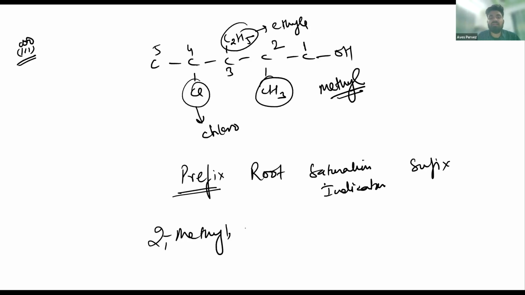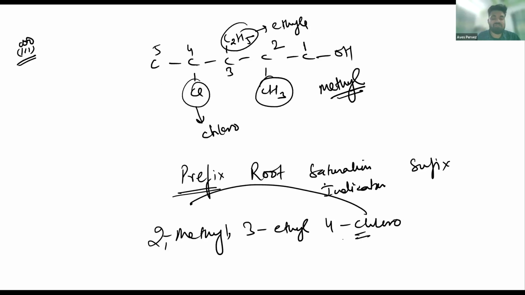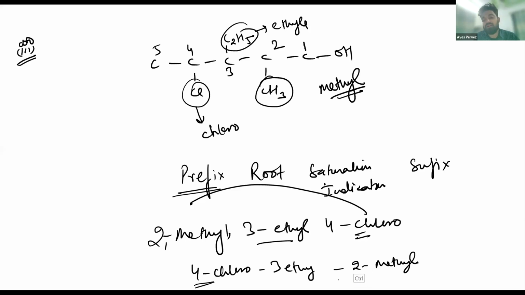Then 3-ethyl, and then 4-chloro. No, you cannot write like this. You have to write 4-chloro first because C comes first. The correct order is 4-chloro, after C we have E, then 3-ethyl, and then 2-methyl. Okay, got it? Whether they are at the greater number or lower number, their names should be written in alphabetical order. Got it?